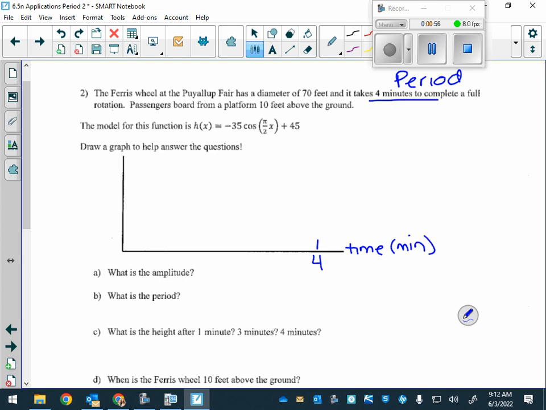Okay, how can we figure out our increments? Go ahead, James. Dividing by 4. So very simply, we have 1, 2, 3, and then 4. So that is our time in minutes. Josh, what else do we know?